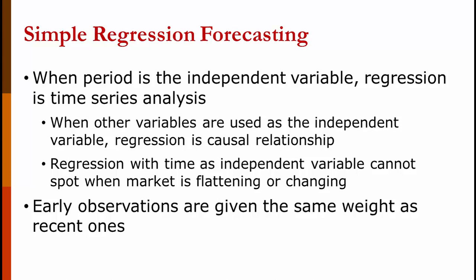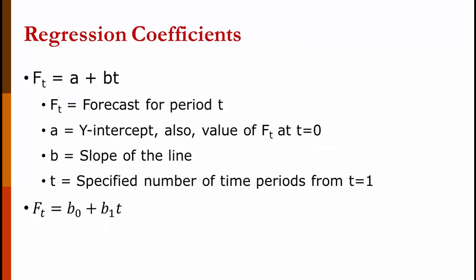With regression, each observation from the first one to the last one is given the same weight. There are two ways that a book might write the simple regression equation. One is F sub t, the forecast for time period t, is equal to A plus B times t. A is the y-intercept, B is the slope, t is the time period, the 1, 2, 3, 4, 5, the period number.